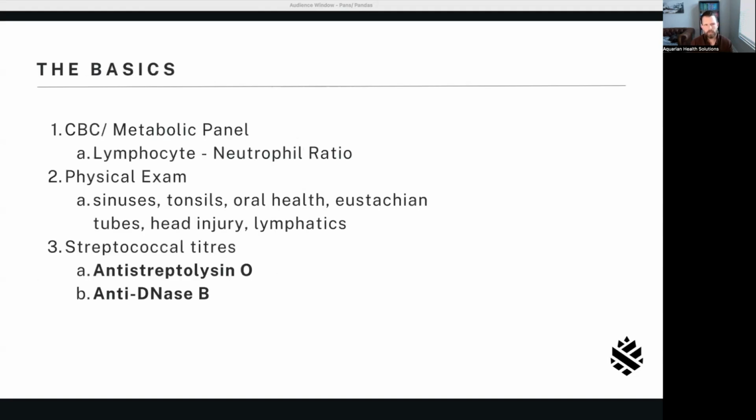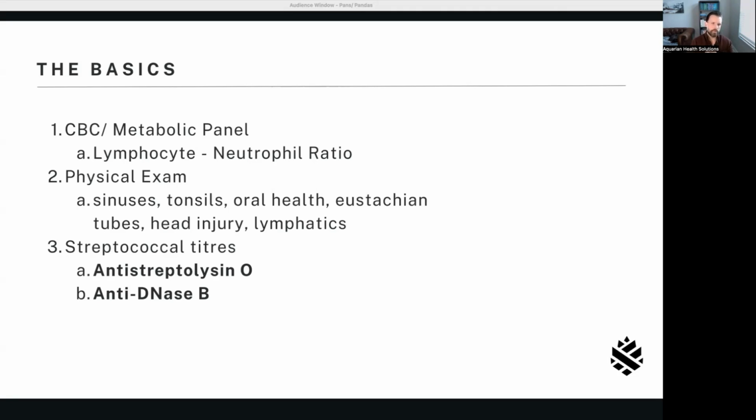And so when we're talking about testing, just the real bare bone basics for PANDAS patients, we want to do a complete blood count and a metabolic panel. And this will give us some insight into how the immune system is functioning. In particular, we want to pay close attention to the lymphocyte and neutrophil ratio, or types of white blood cells. And so when lymphocytes are greater than 60% of the white blood cells, that usually suggests there's some kind of autoimmune process going on in the body. And all of that means is there's some kind of infection or toxicity or environmental mismatch that is skewing the immune system to start attacking its own cells in the body.